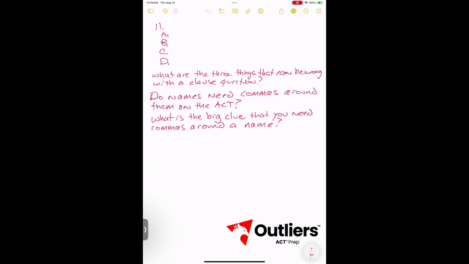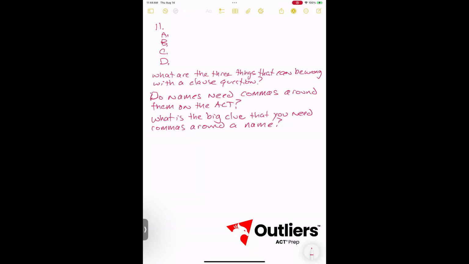Punctuation in the middle of a clause, no independent clause in a sentence, clauses separated improperly. Remember, you need to get those down. We are giving you gold. When you simplify your thinking down to those three things, you'll see you can eliminate so many wrong answers so quickly. Okay. Do names need commas around them on the ACT?